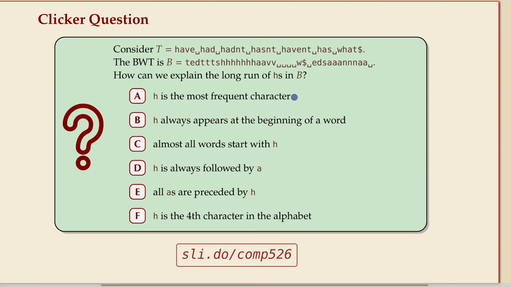The first one doesn't really explain the run in the last column. This one is the opposite. It's the context in the other direction. So what the BWT gives us is the things that come before H. It's a little unintuitive, maybe. So these two things look in the wrong direction. And "H is always followed by A" is similar, but again, the real statement here is this other one.